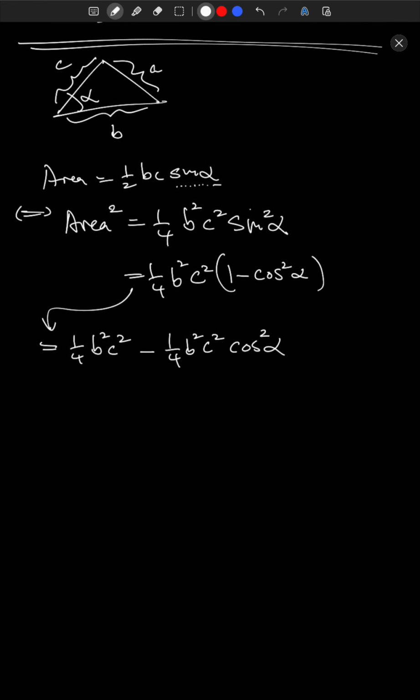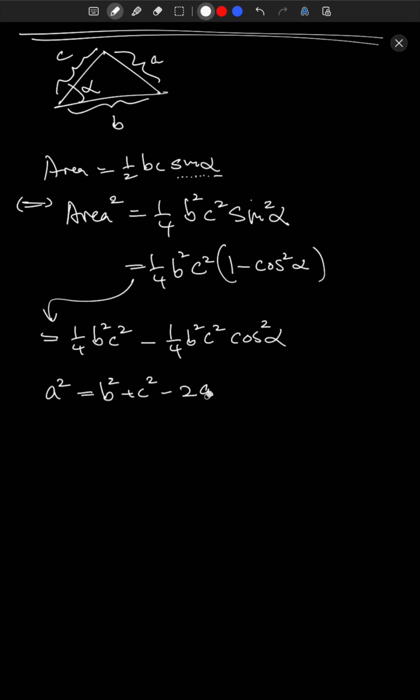All right, sorry about that. The law of cosines that involves alpha tells me that a squared equals the other two, b squared plus c squared, minus the other two, 2 times bc cosine of alpha.